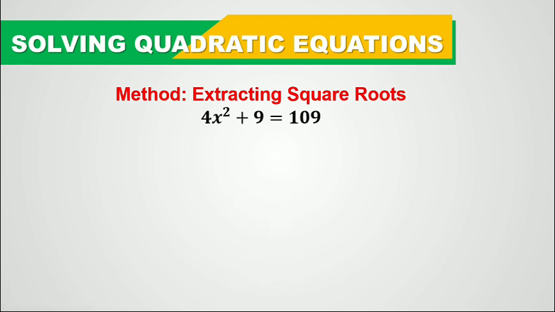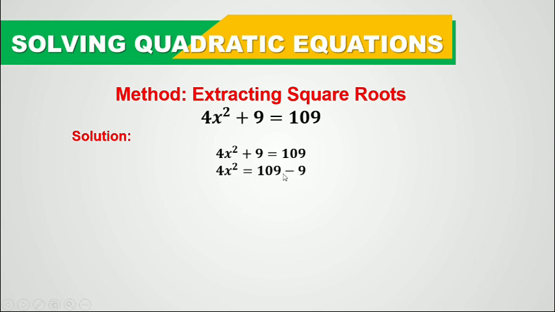Now what about this one? 4x squared plus 9 equals 109. So again, let's copy the given. So 4x squared plus 9 equals 109. And then let's transpose 9 from the left side of the equation to the right. Since this is plus 9, kapag ililipat natin siya sa right side of the equation, this becomes minus 9. So 4x squared equals 109 minus 9.